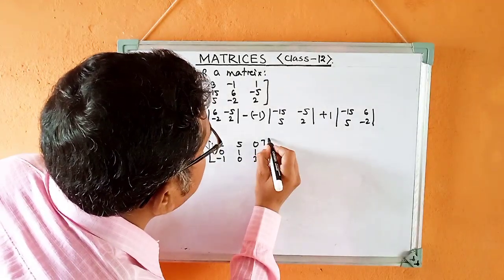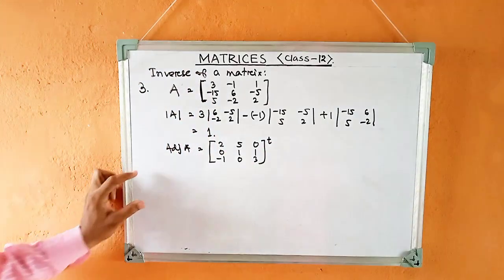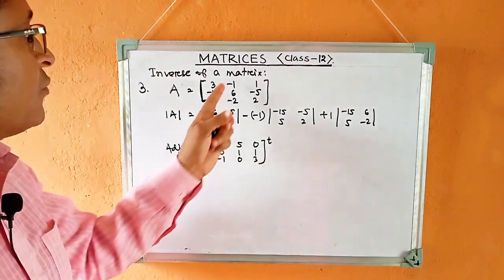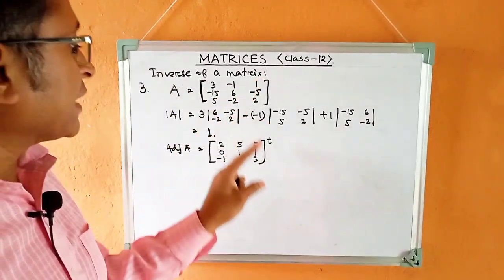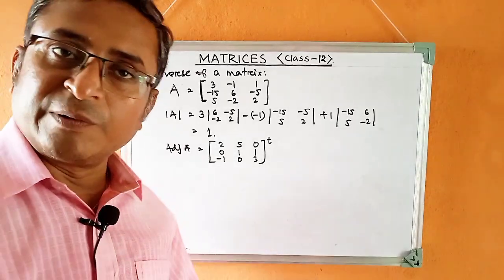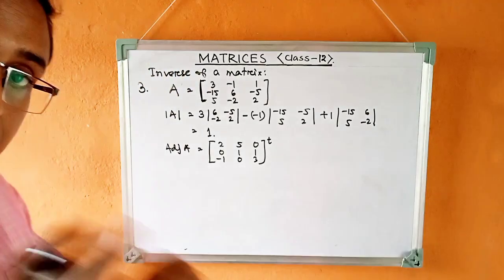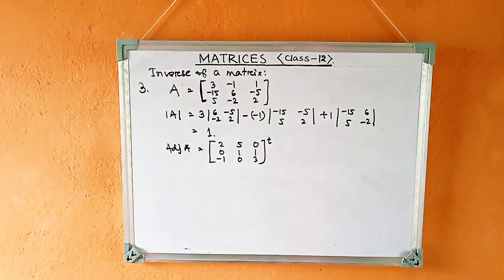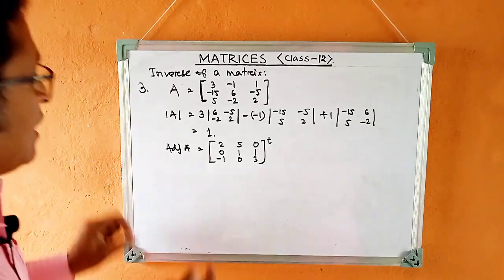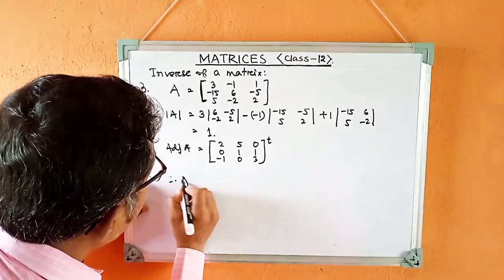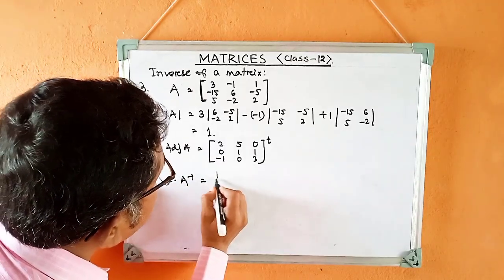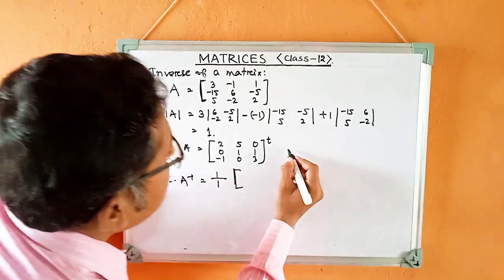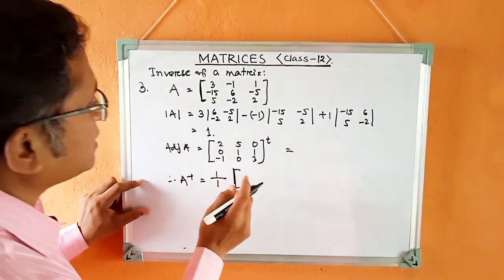Okay, after calculation we get the cofactor of all the elements. Cofactor of 3 is 2, cofactor of minus 1 is 5, cofactor of 1 equal to 0. The calculation is the same as in the previous sum; using the same process we find the cofactor of all the elements. Now therefore, A inverse equal to 1 by determinant A, that is 1 by 1 into adjoint A. Here we find the transpose of this adjoint A.